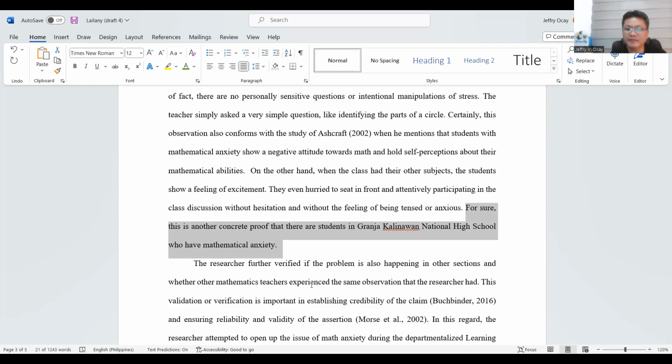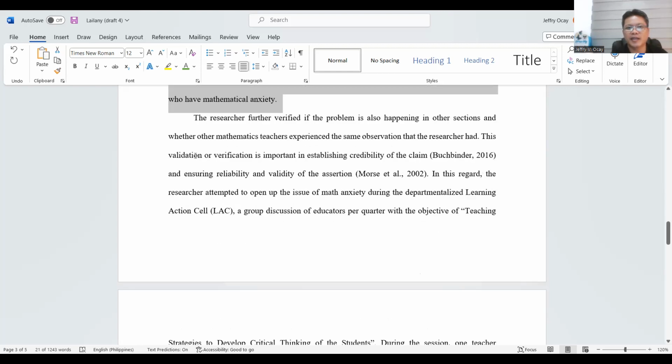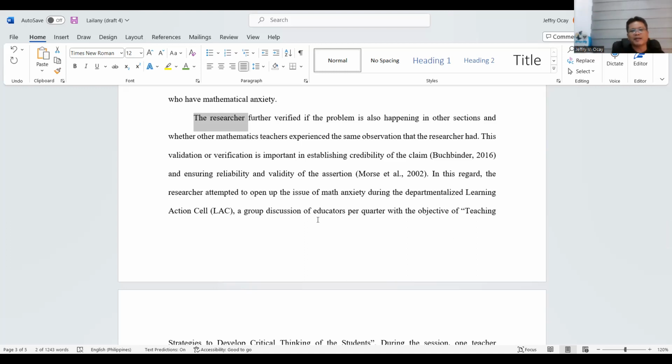We closed it, and then we proceed to another proof, which reads, the researcher further verified if the problem is also happening in other sections and whether other mathematics teachers experienced the same observation that the researcher had. This validation or verification is important in establishing the credibility of the claim and ensuring the reliability and validity of the assertion. In this regard, we have the citations, of course, to show that those contentions are coming from and supported by these scholars.